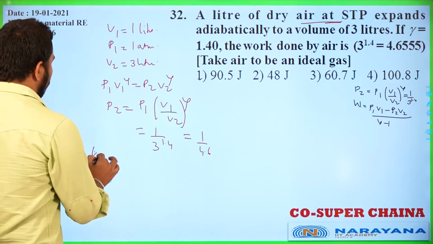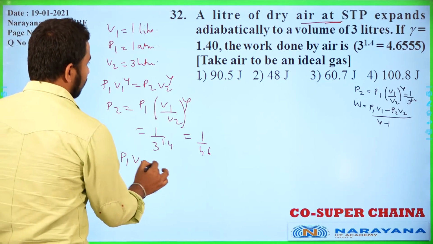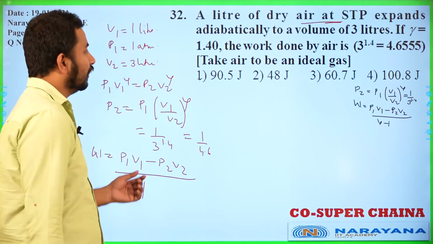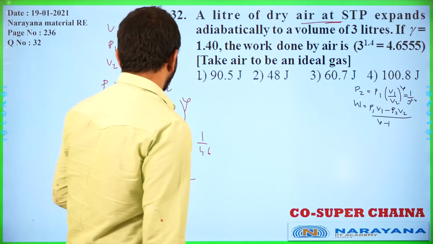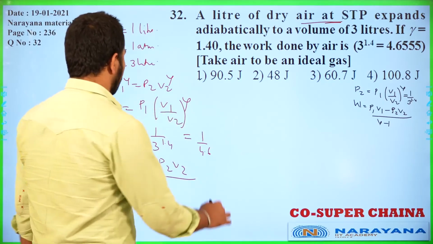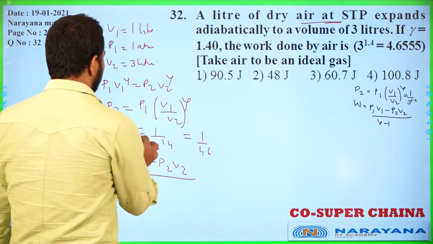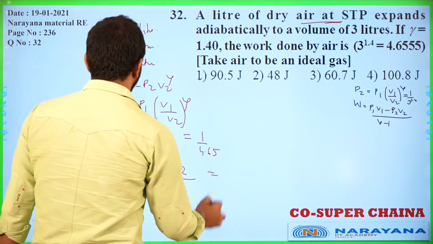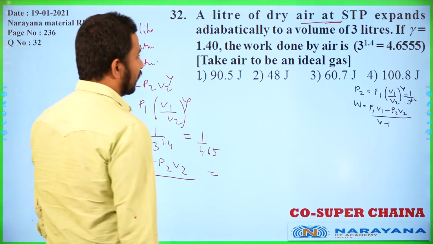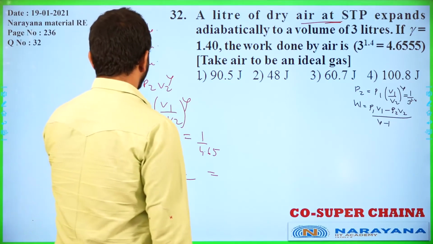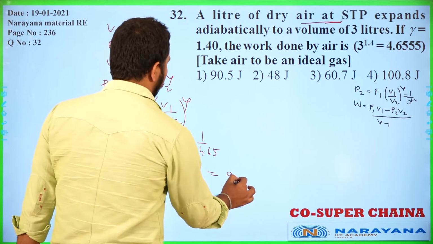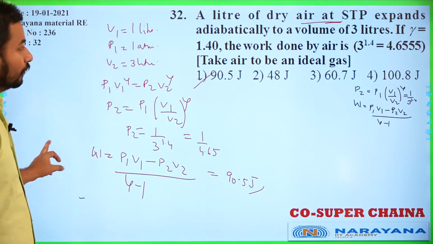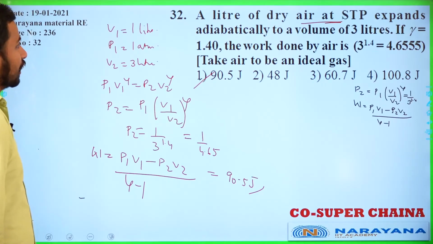We know the work done for adiabatic can be written as (P1 V1 minus P2 V2) by (gamma minus 1). Gamma values are given to you already, P1, P2, all the values we already got here. So this is P2, yes, 1 by 4.6. So just substitute the values here accordingly and you will get the answer of this question as 90.5 joule. That will be the answer of this question, student. Okay, so let's proceed to the next question now.